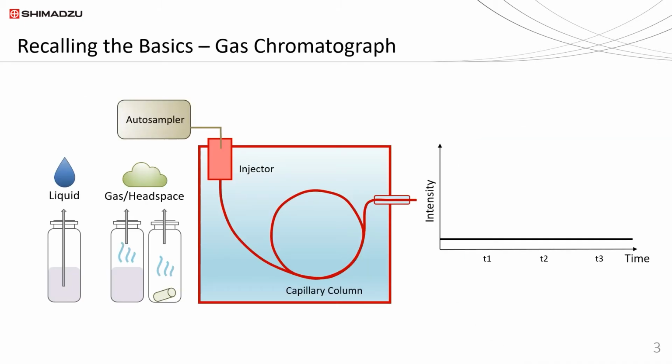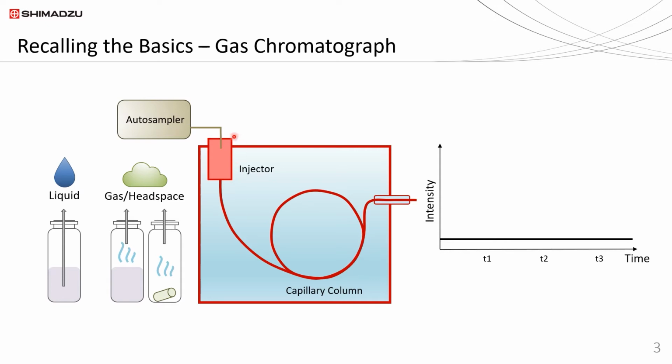GCMS consists of 2 portions. The first portion is the GC, which stands for gas chromatograph. Gas chromatograph helps to separate mixture of compounds into individual components. The separation is only made possible by the presence of a GC column. Both liquid and gas or headspace sample can be introduced into the GC injector.